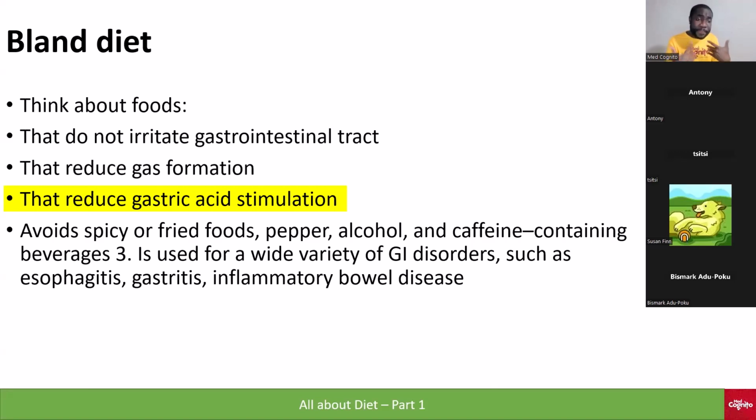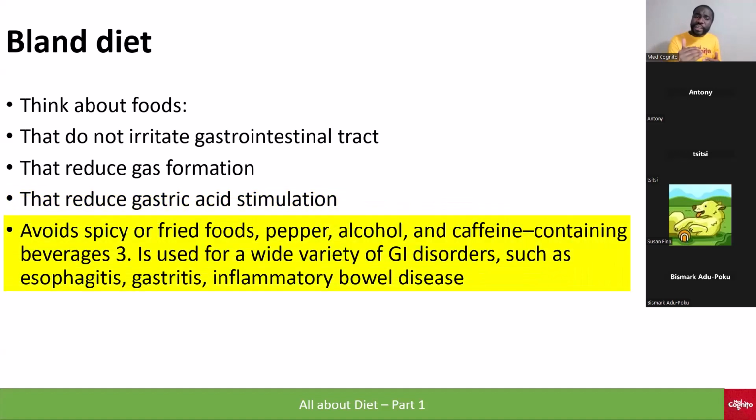So when you're talking about bland diet, you're thinking about avoiding foods like spicy foods, fried foods, right? Pepper, alcohol, caffeine-containing beverages. Caffeine-containing beverages, alcohol, pepper, spicy foods, they are not bland. Bland is like tasteless, literally, right?